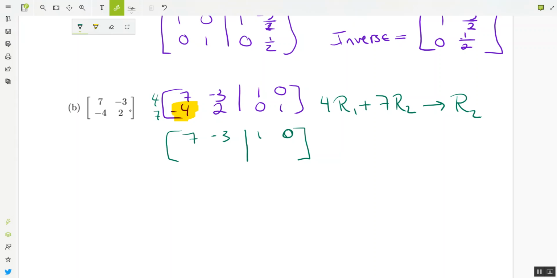7 times 4 minus 4 times 7, that's going to give me a big fat 0. That's a good thing. We'll do 4 times negative 3, and that will give us a negative 12. And then 7 times 2 will give us a 14. 14 minus 12 is going to give us a 2. And here's where it's going to get a little wild. So nothing, and then a 4. And then a 7. Looking good?